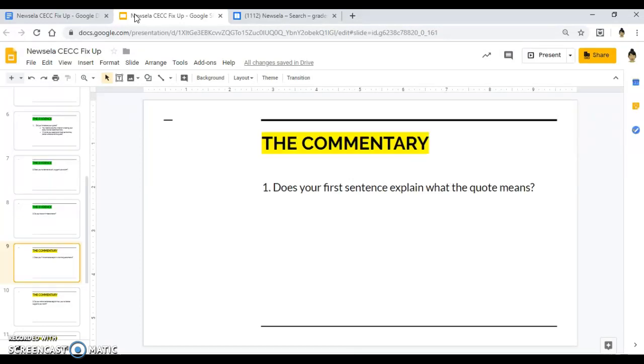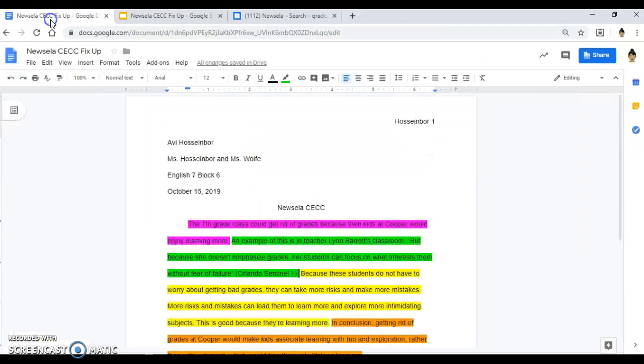All right, next up is commentary. The first thing with commentary is, does your first sentence explain what the quote means? So let me go back to mine. The quote was, "but because she doesn't emphasize grades, her students can focus on what interests them without fear of failure." So let me see if my first sentence of my commentary explains what that quote means. "Because these students do not have to worry about getting bad grades, they can take risks and make more mistakes."